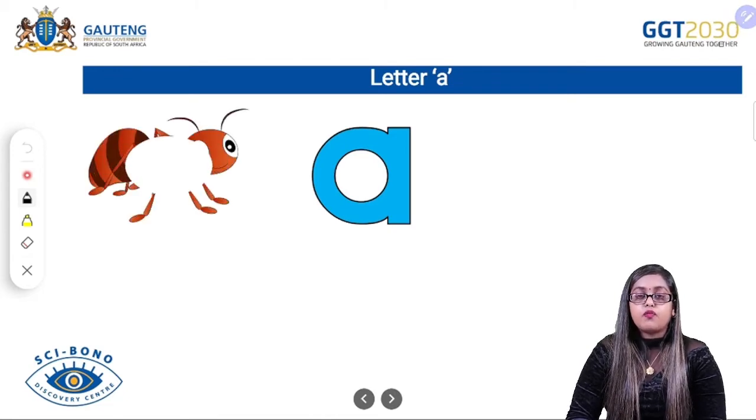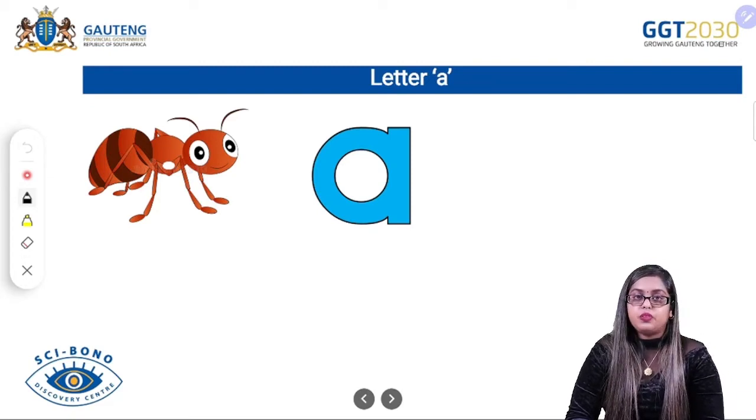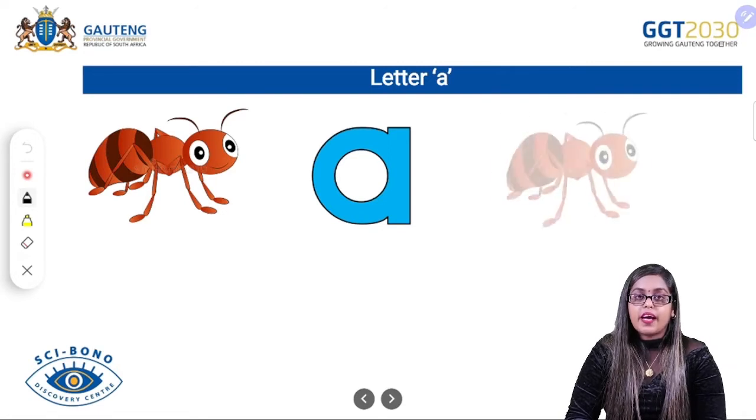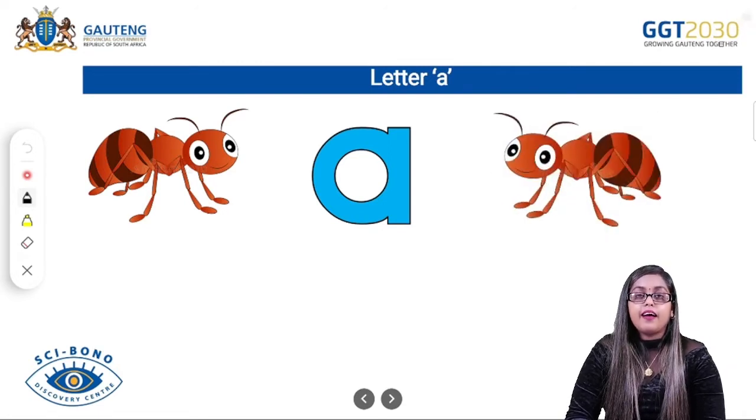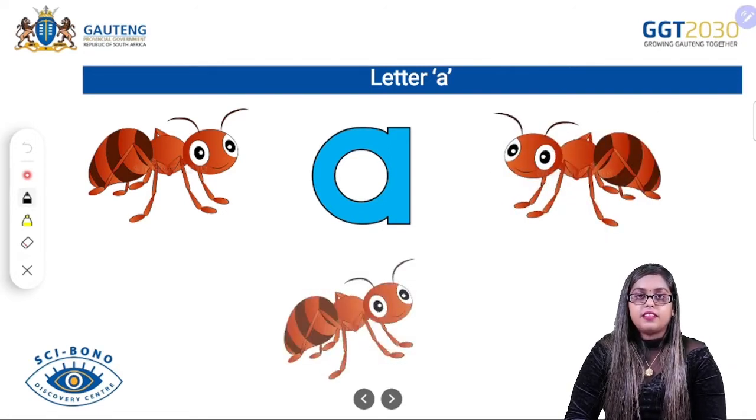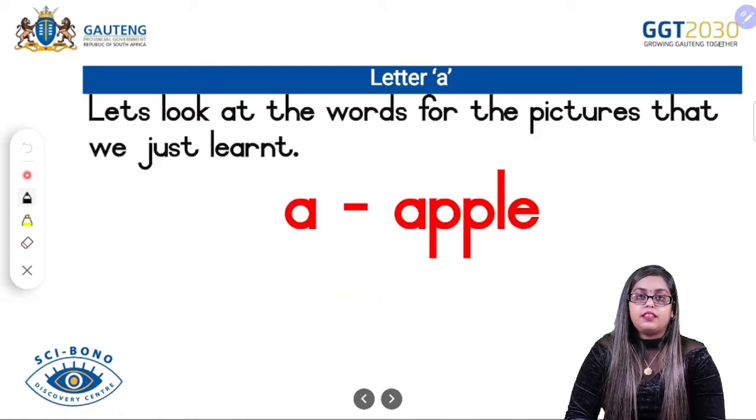Now, what do you think is the next picture? A for ant. Have you seen an ant before? Do you know what they do? They crawl in different places and they love sweet food. Let's say it together. A for ant. A for ant. Well done, learners.